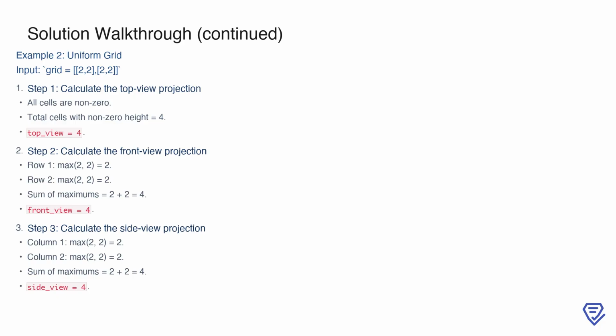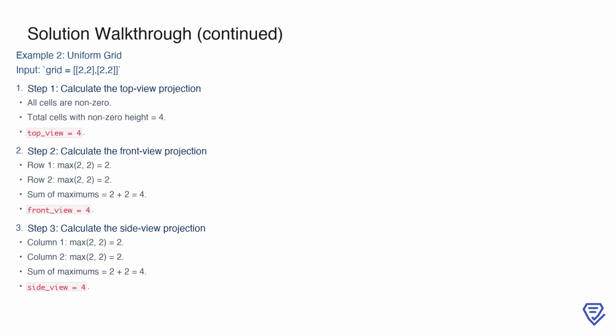Next, we calculate the front view projection by finding the maximum height in each row. In the first row, the maximum of 2 and 2 is 2. In the second row, the maximum of 2 and 2 is also 2. Adding these values together, we have 2 plus 2, which equals 4. So, the front view projection is 4.